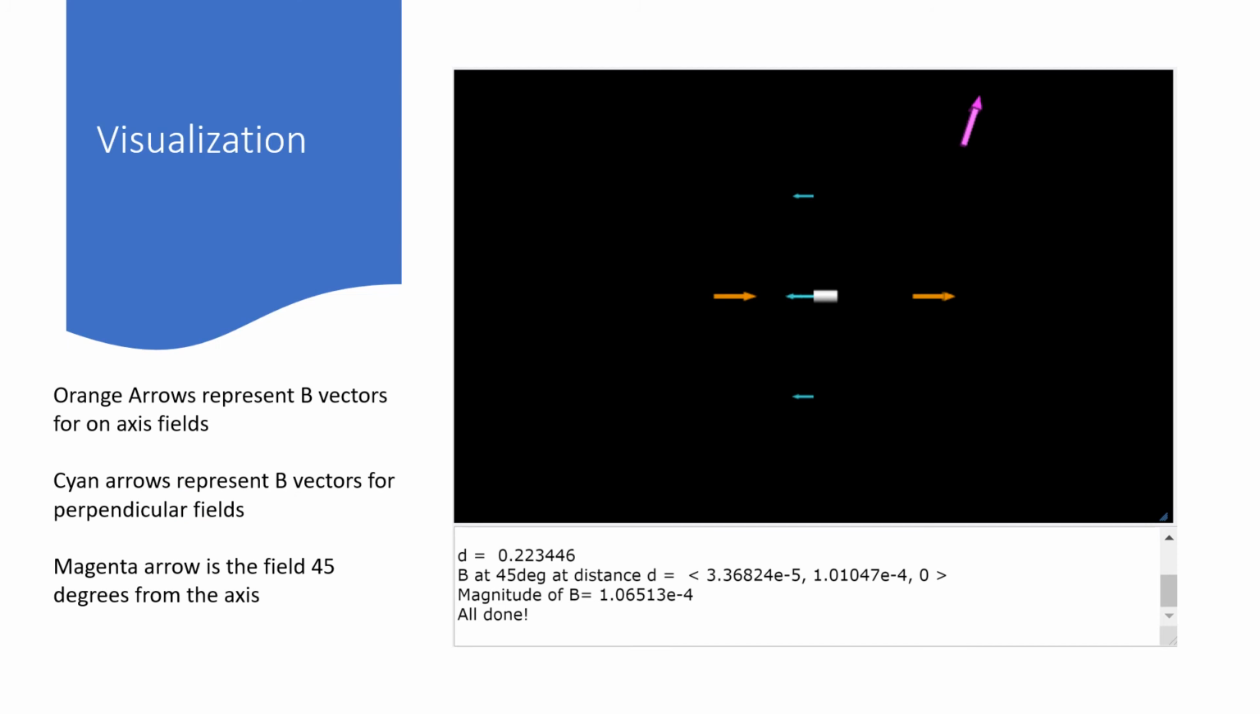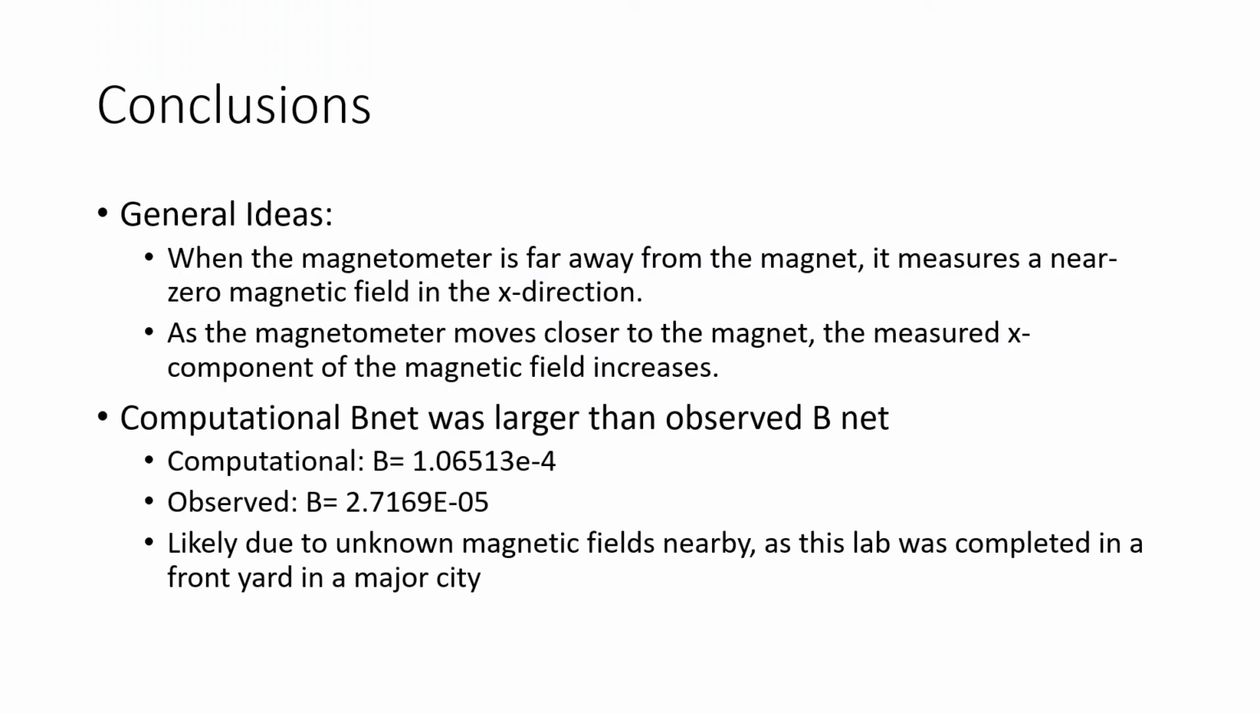Here we have a visualization of the computational model. The orange arrows here represent magnetic field vectors for on-axis fields. The cyan arrows represent magnetic field vectors for perpendicular fields, and the one magenta arrow is the field 45 degrees from the axis. Some general conclusions for this.